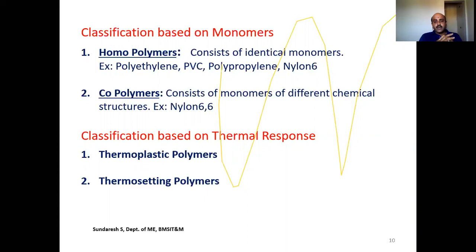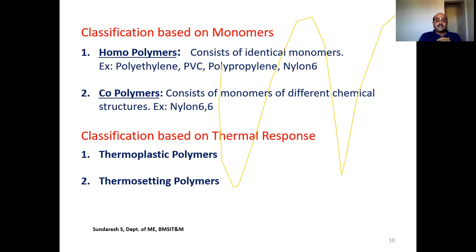And the second subcategory over here is copolymers, which consist of monomers of different chemical structure. Means different monomers of different chemical structure combine to form a macromolecule, what we call a polymer. Such kind of polymers we call copolymers. Nylon 6,6 is one of the best examples for a copolymer.